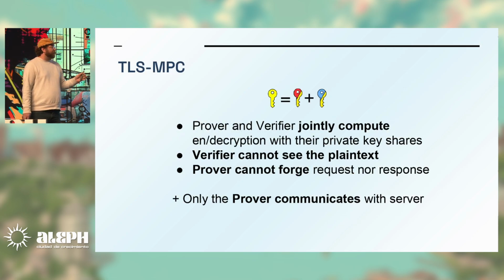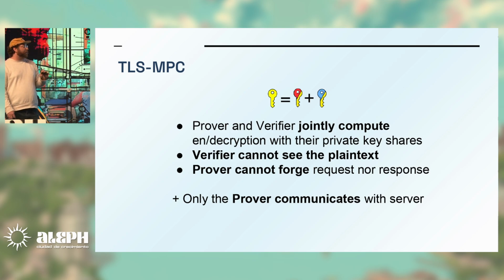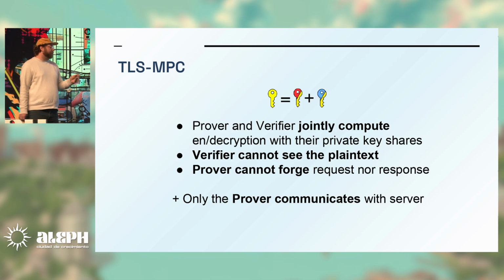So yeah, TLS-MPC, this is just sort of like an overview of what I was just talking about. The prover and the verifier have to jointly compute encryption and decryption with their private key shares. The verifier can never see the plain text, and the prover cannot forge a request nor the response. So only the prover communicates with the server. Like I was saying in that diagram before, the website or the server has no idea that this is going on, and that side of the exchange does not change. The only thing that's changing is we now have a third party that is cooperating in this TLS session.